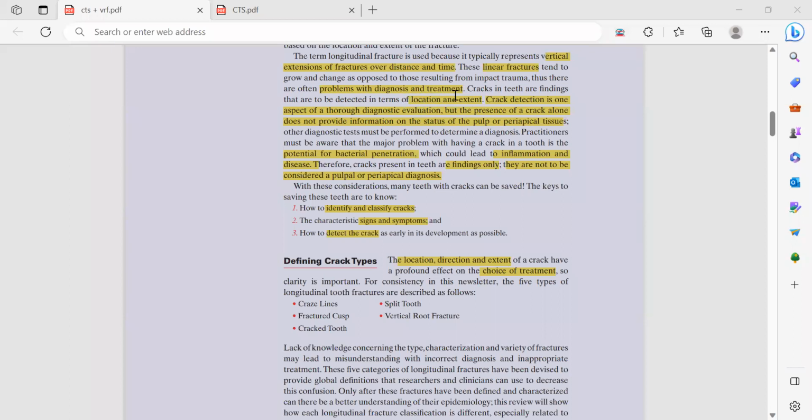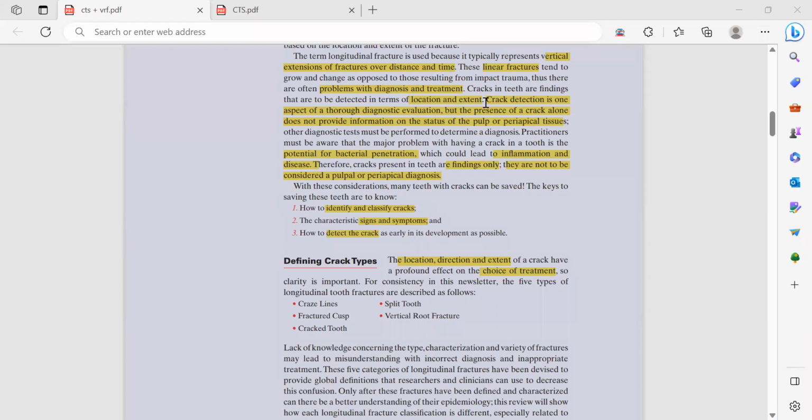But if the crack is going towards the pulp, meaning it is extending towards the pulp or has extended through the floor of the pulp, then the management would be different, right? So these are the very important points we need to determine: the location and extent, which would help in management.